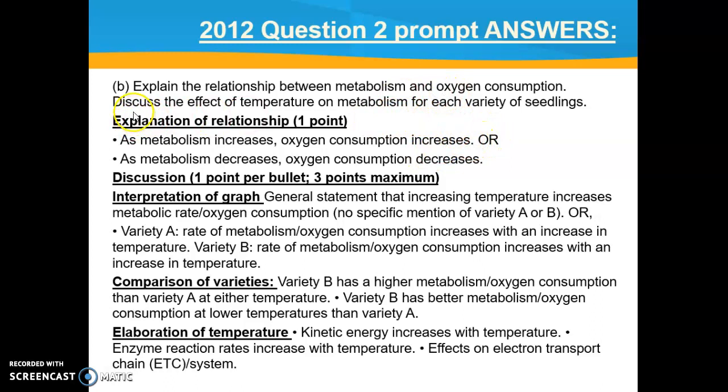The next part of this is to discuss the effect of temperature for each. So again, they want you to talk about each variety. So talking about variety A, talking about variety B, higher temperature, higher reaction rate, right? Higher metabolism or higher oxygen consumption. Here are some other ways that you could also earn points for part B. You could earn up to 3 points there depending on how much you wrote.